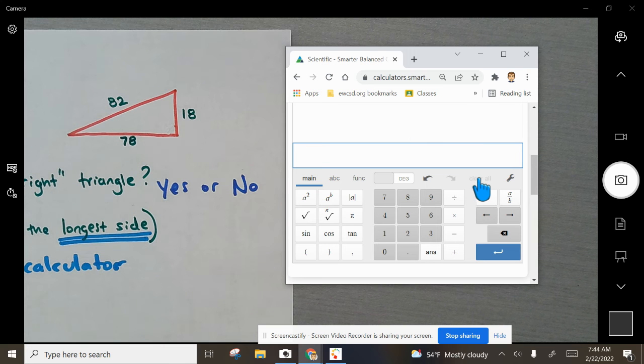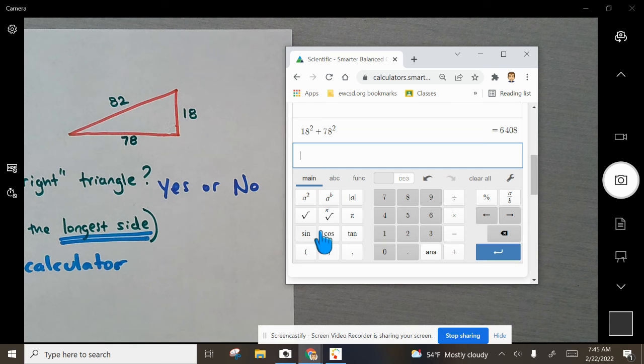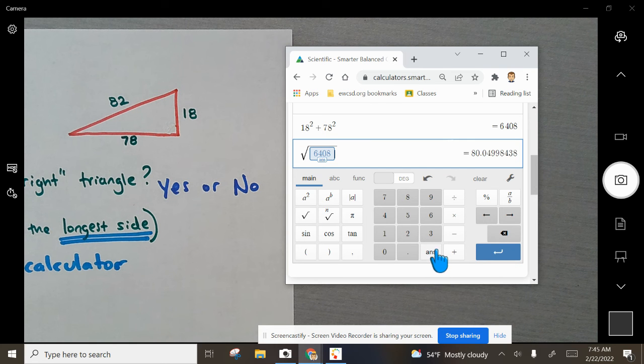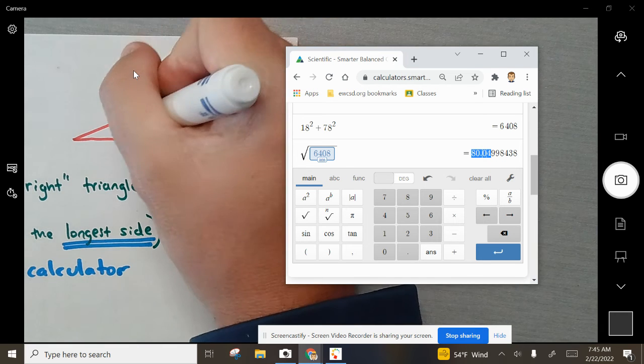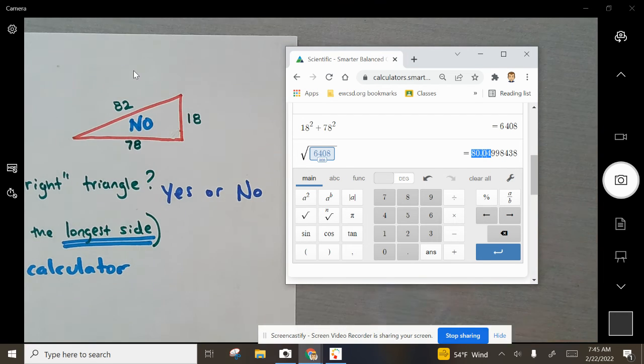All right, for this one, which one's the hypo supposed to be? 82? Because it's the longest. So let's go 18 squared plus 78 squared, and we're going to go equals. And then what are we going to do? Square root of the answer. We can even do it that way to see, does this make sense? 80.04, and this says 82. So is this a right triangle? It's close, but nope, it is not.